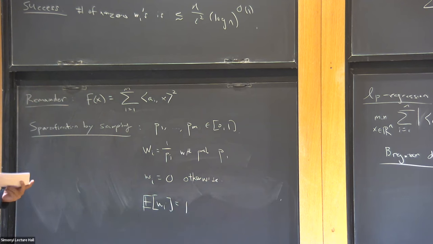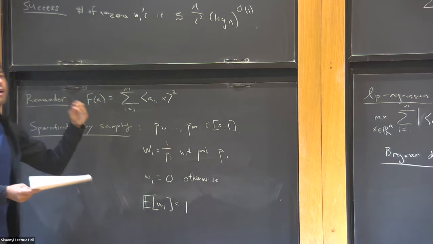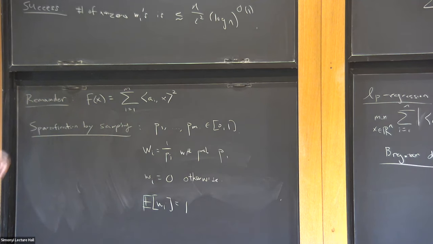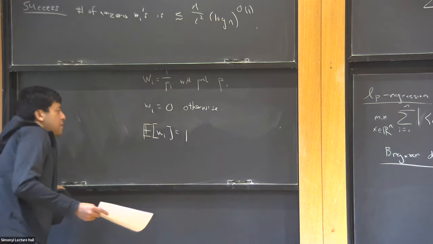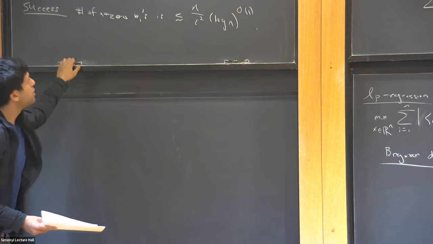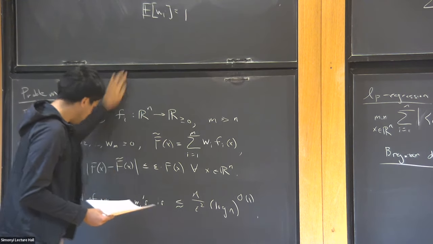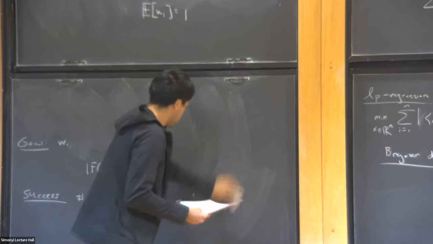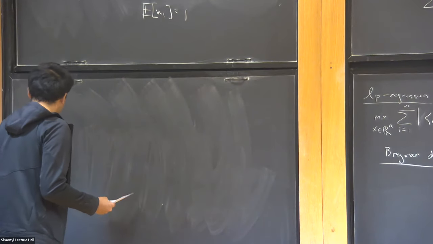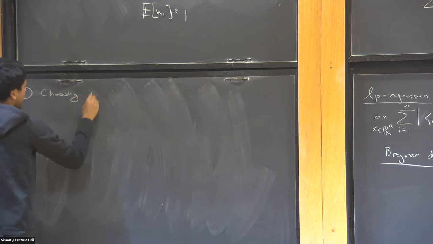The remainder of the proof will consist of two parts. Part one: how do I actually choose these p_i? And then part two: how do I show that this procedure works for all x in R^n, which is maybe the more interesting part. Let me start by discussing how to actually choose these probabilities. This is part one of the proof, choosing the p_i.